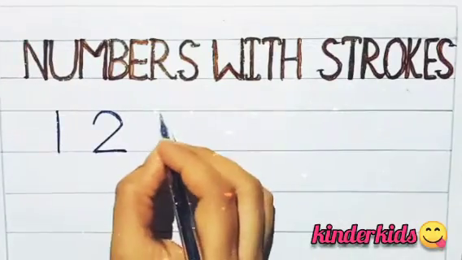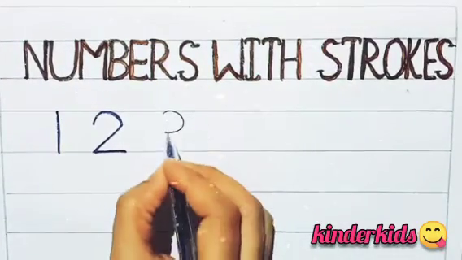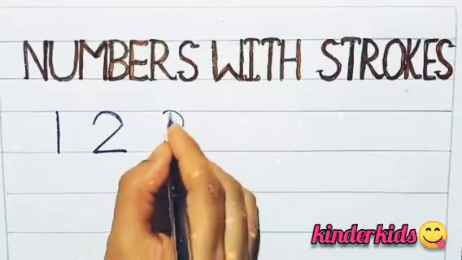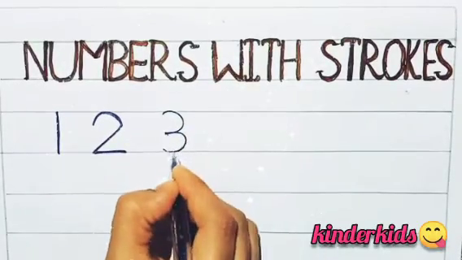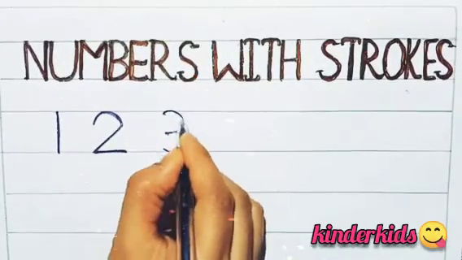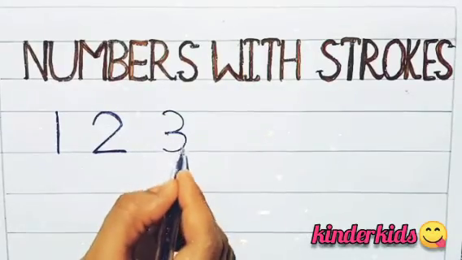One, two. Let's write three. Left curve, first left curve, from there we have to join another left curve. This becomes three. Okay, three.